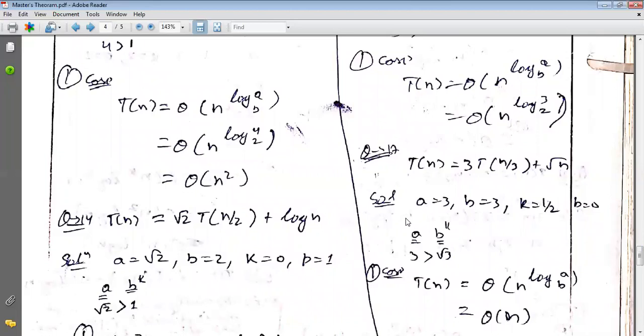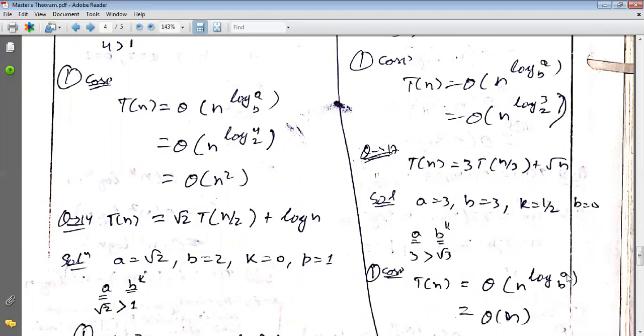Now, can we compare the value of a and b to the power k? Yes, we can compare, and on the basis of that, we can find the time complexity. So 3 is greater than root 3. Yes, the answer is true. Therefore, a is greater than b to the power k. Again, case number 1. Therefore, theta n to the power log of a base b.